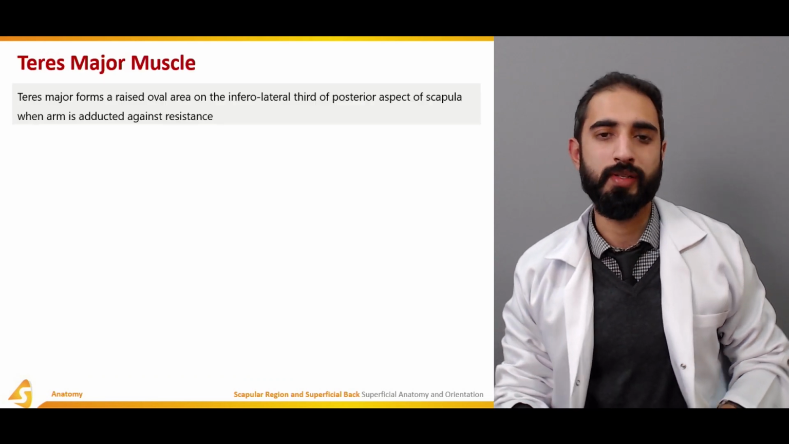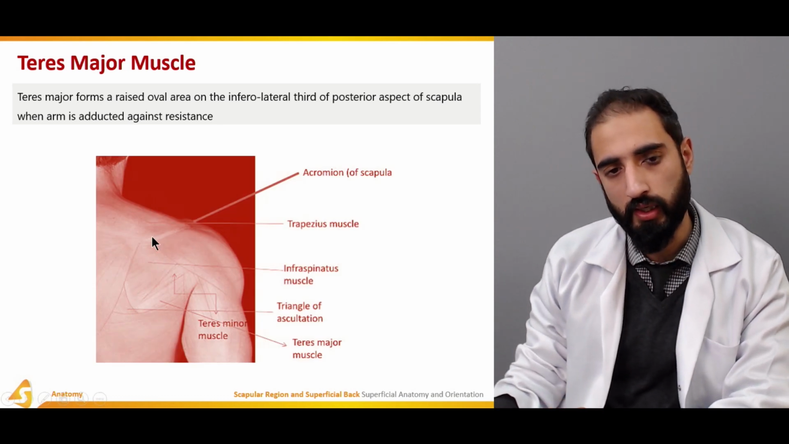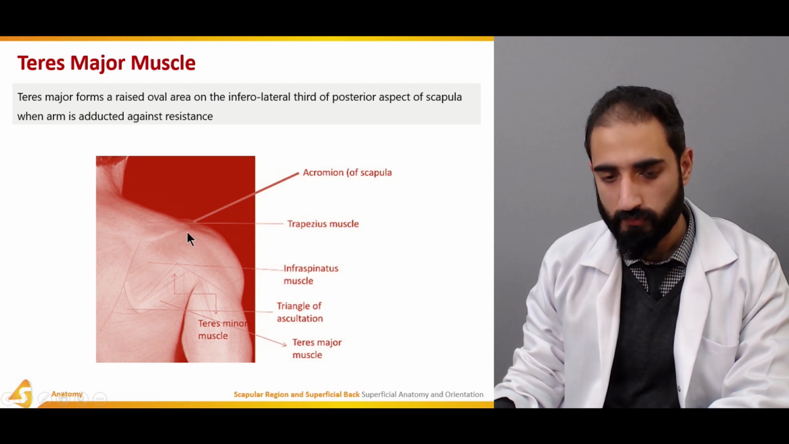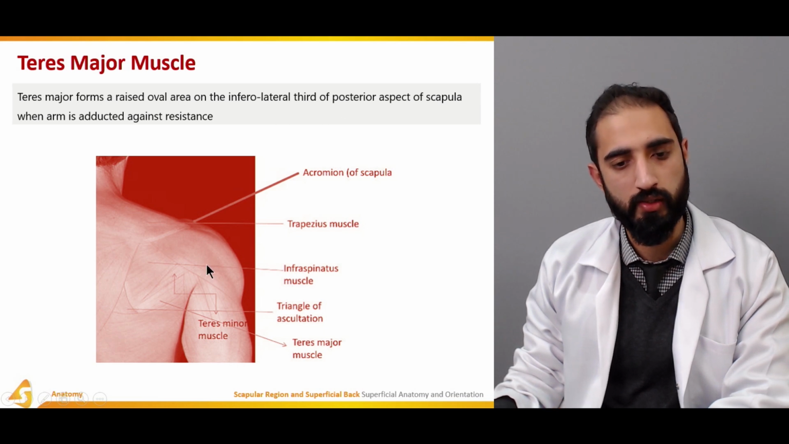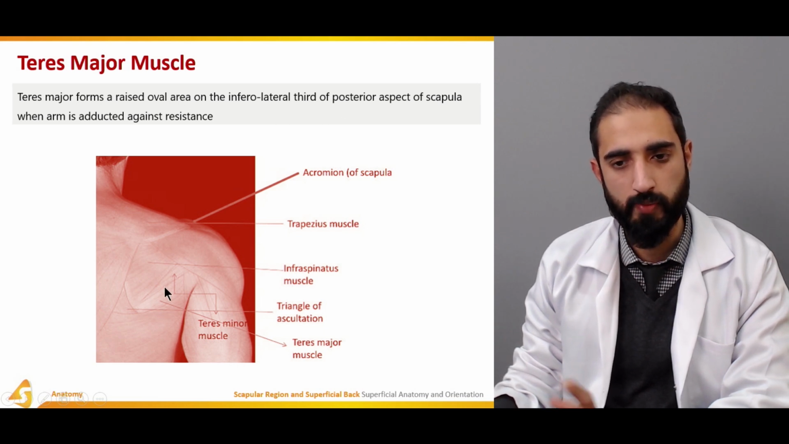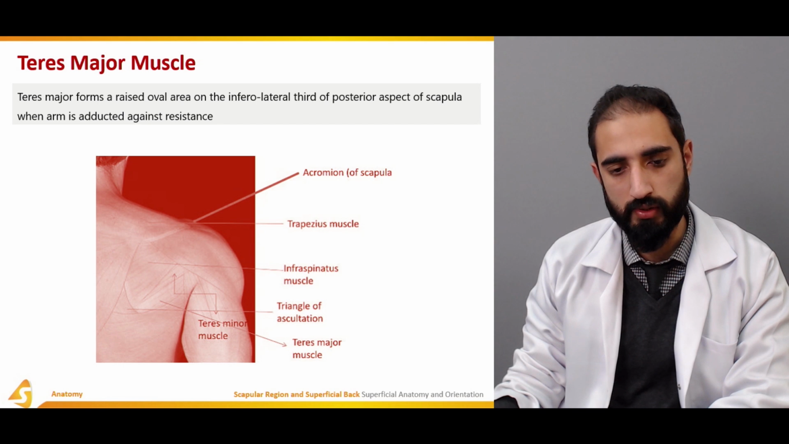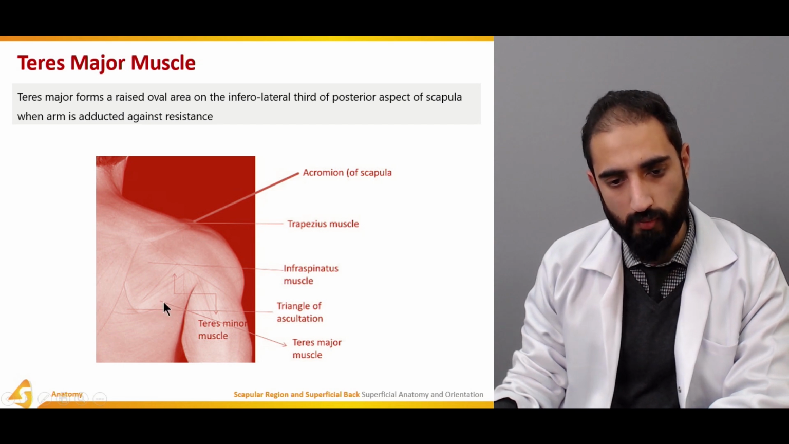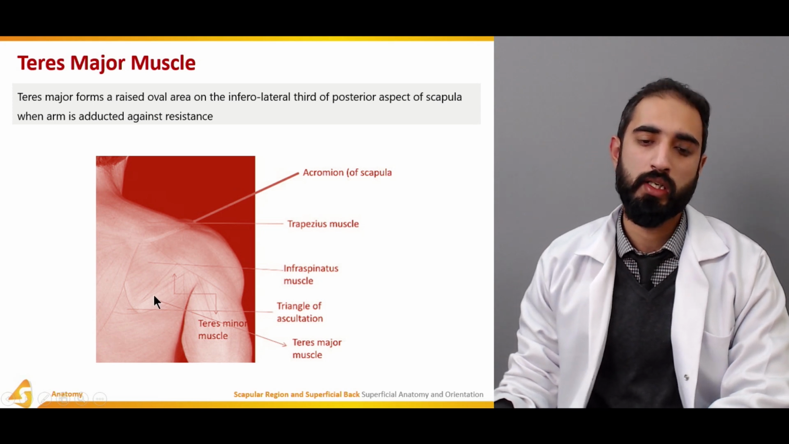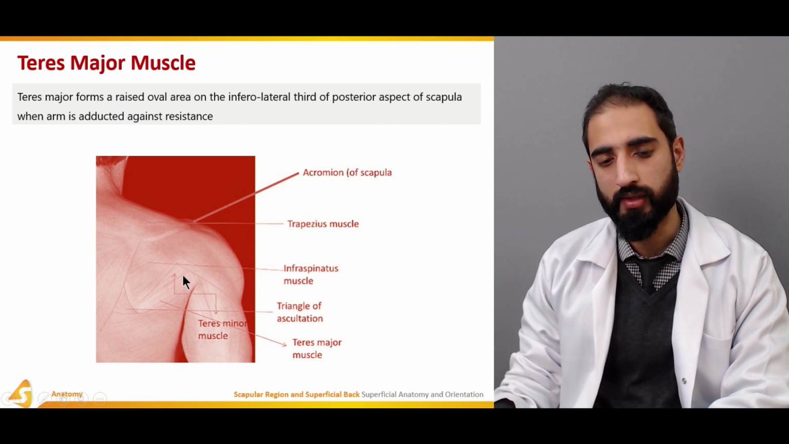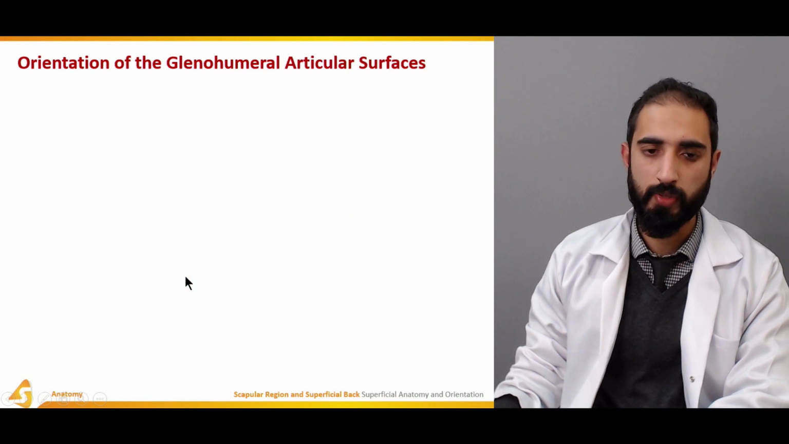Now, teres major muscle can also be observed or palpated in the posterior aspect or the dorsal aspect of the upper back or the scapular region. So teres major forms a raised oval area on the inferior lateral third. This is the inferior lateral third, inferior and the lateral aspect of the scapula, when the arm is in adducted position and it is further adducted against resistance. So this is the teres major muscle here. So if the patient is asked to adduct against resistance, then that would actually result in the increased bulk or tone of this muscle, and that can be easily palpated.